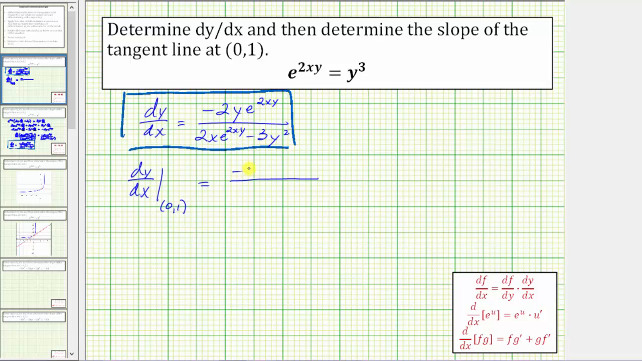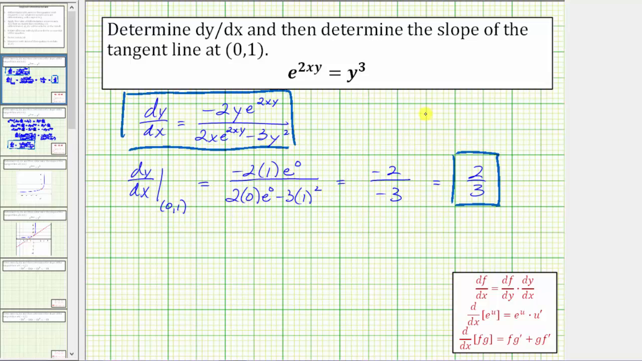So in the numerator we'd have negative 2 times y, which is 1, times e raised to the power of 2 times 0 times 1, that'd be e^0. In the denominator we'd have 2 times x, which is 0, times e to the 2 times 0 times 1, so e^0, minus 3 times y squared, that would be 3 times 1 squared. So simplifying, e^0 is equal to 1, so we have negative 2 in the numerator, and negative 3 in the denominator, and therefore dy/dx is equal to positive 2/3 at the point (0, 1).